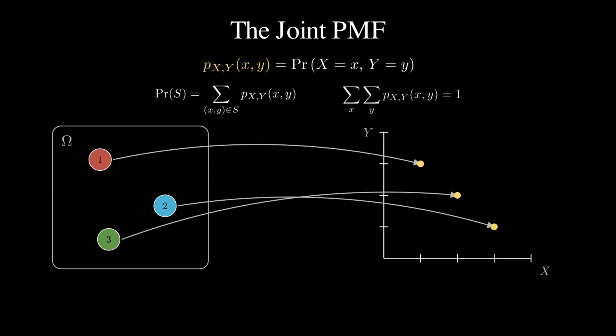And the familiar rules carry over. The probability that the pair lands in any set of points is the sum of the joint masses over that set, and summing over every pair of values gives exactly 1.